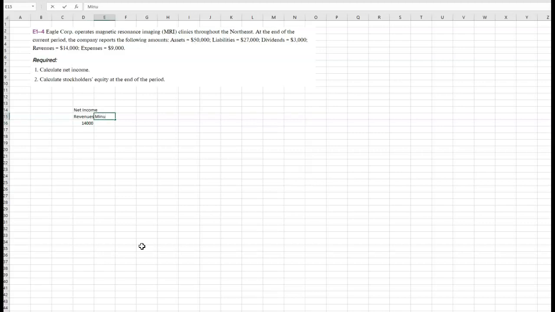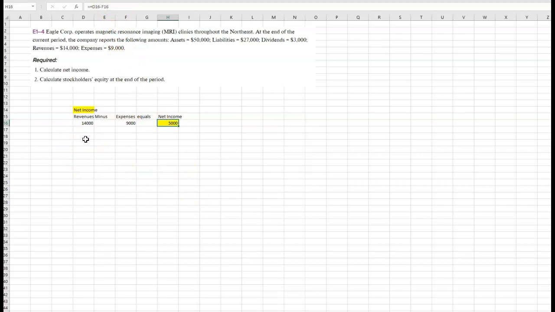Minus, and I'm just going to type this in here, expenses. So expenses are $9,000. And that equals net income. So 14,000 minus 9,000 equals 5,000 net income. So our net income is $5,000.